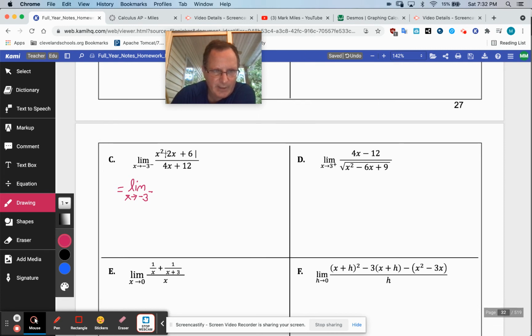Okay. And then I can factor out a 2 up here. So I have 2x squared and then the absolute value of x plus 3. All right. And then on the bottom, I could factor out a 4. And then I have just a regular x plus 3.